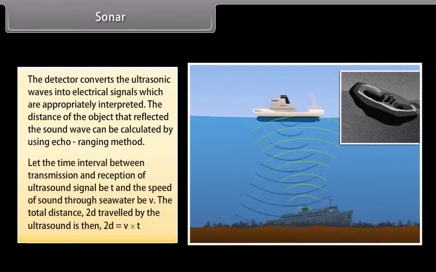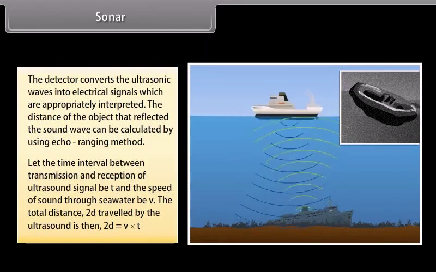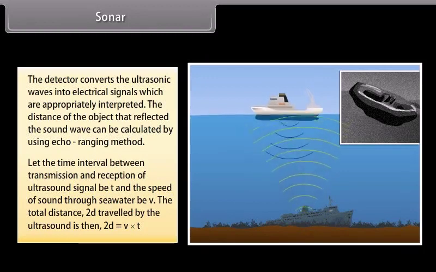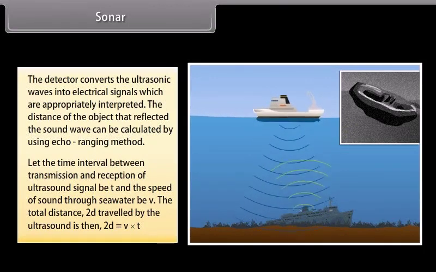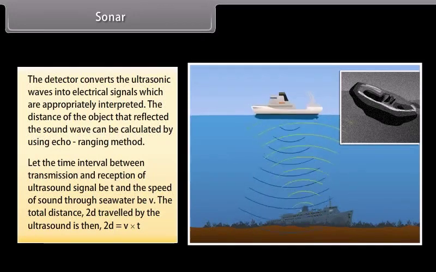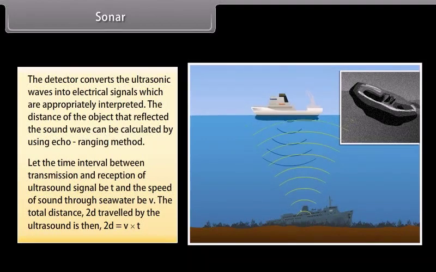Let the time interval between transmission and reception of ultrasound signal be t and the speed of sound through seawater be v. The total distance 2d travelled by the ultrasound is then 2d = v × t. This is the echo ranging method.